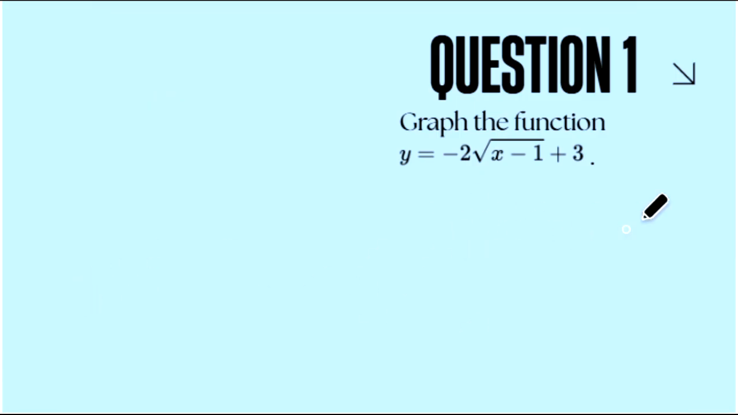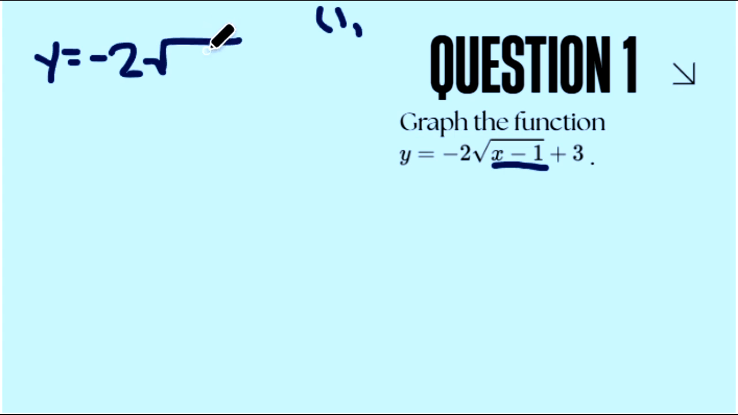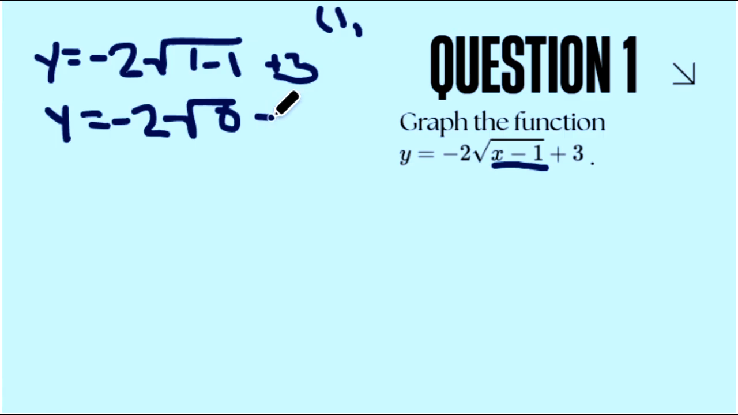Okay, so if we're going to do this with a table, we need this to at least equal 0. That's what I'm assuming, which means that x needs to be at least 1. Doing x equals 0 isn't going to do us any good. So we're going to start our table with x equal to 1. So y equals negative 2 times the square root of 1 minus 1, plus 3. That gives us y equals negative 2 times the square root of 0, plus 3. The square root of 0 is just 0. Any number times 0 is 0, so this cancels out. So we have y equals 3. So our first point is 1 and 3.